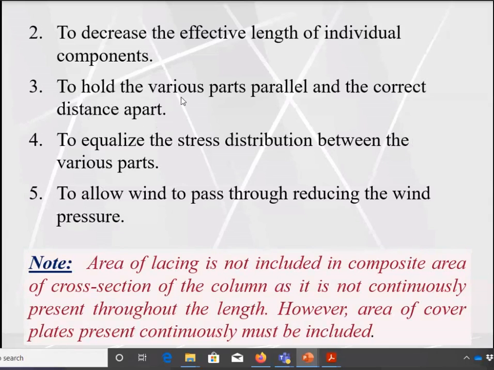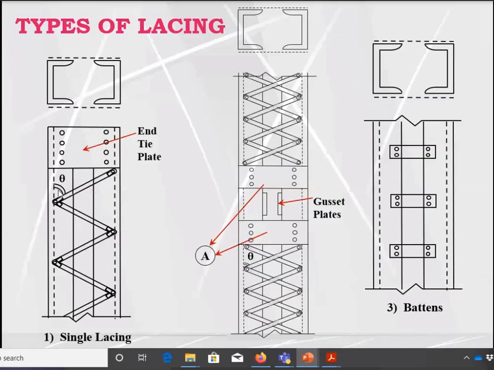It is also holding the various parts parallel and at a correct distance. What does it mean? By providing the lacing, the distance between the connections or fasteners on both sections is kept the same. So lacing is keeping both angle sections at the same distance along the length. This is also one of the purposes: keeping the alignment and maintaining the same distance.